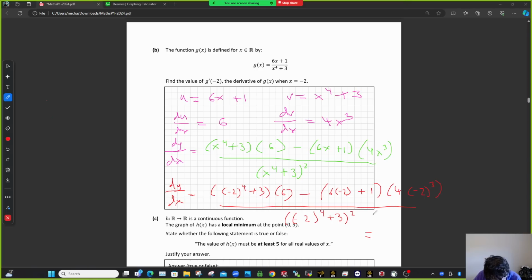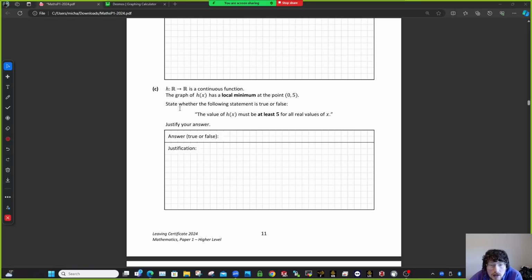You get a value of minus 238 over 361. And I typed the original function into a derivative calculator on the internet, and put x equal to minus 2 into the derivative and got that number, so it's definitely right. This one's a good one, a bit of thinking here.